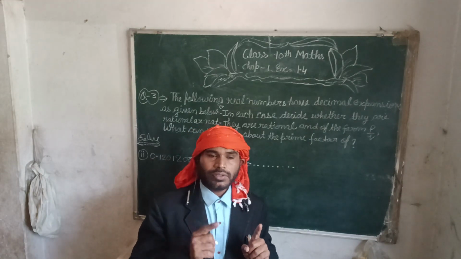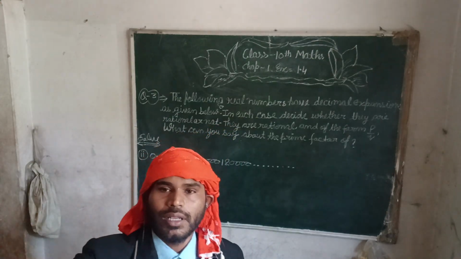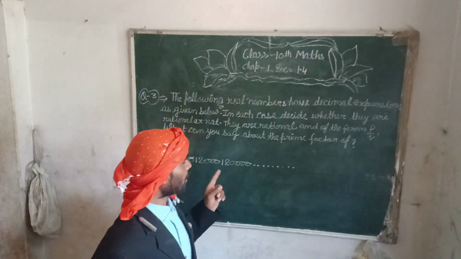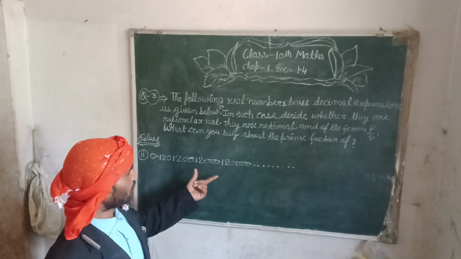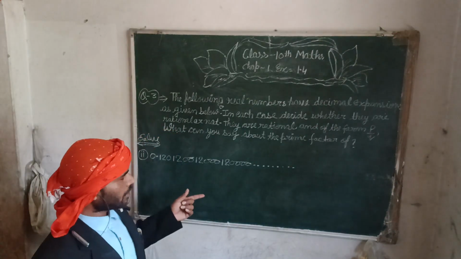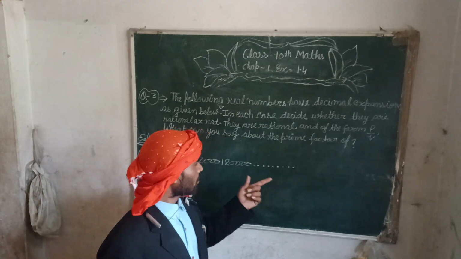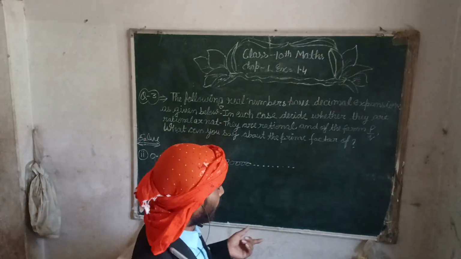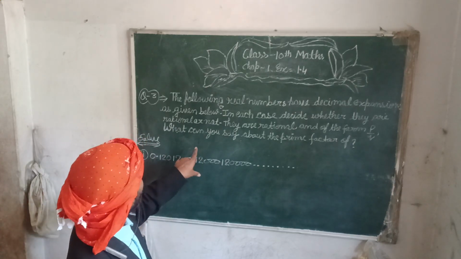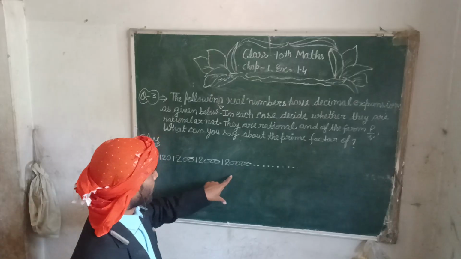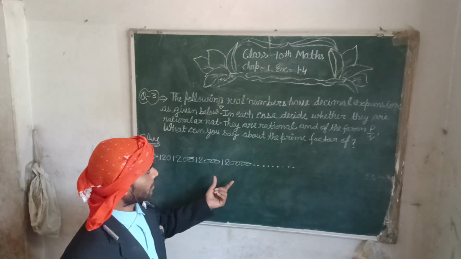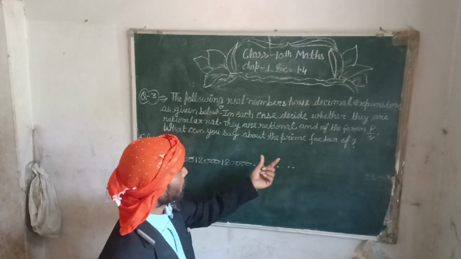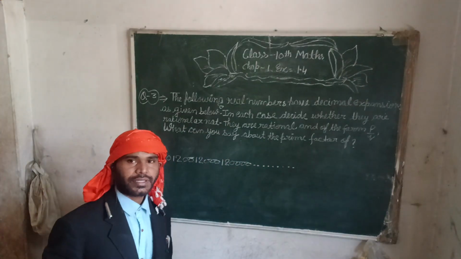If these are rational numbers, they include the form of P upon Q. Now see here, the prime factors. When a number is a rational number and can be written in the form P upon Q, it has prime factors. But if a number cannot be written in the form P upon Q, then it does not have any prime factors.